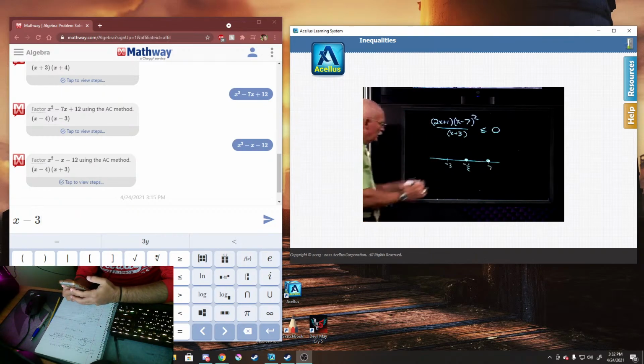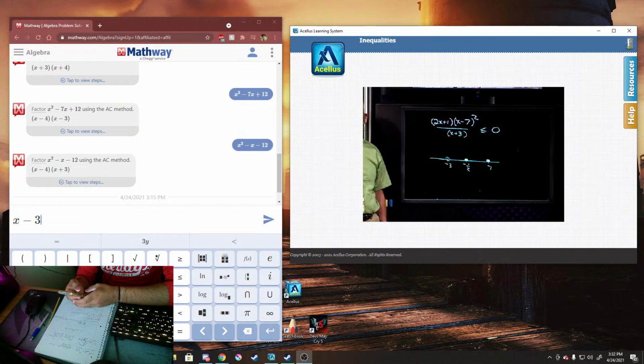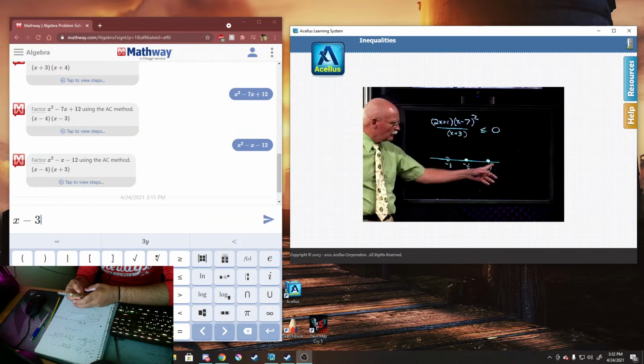But I don't want to include negative 3, so I put a hollow circle there. Solid dot means that number is included. Hollow circle, it's not included. Now I test each interval. I like to go from right to left for some reason.